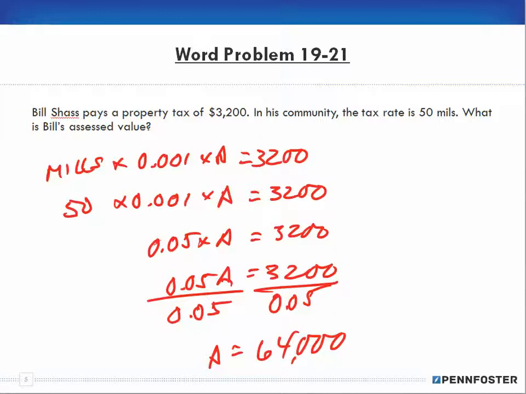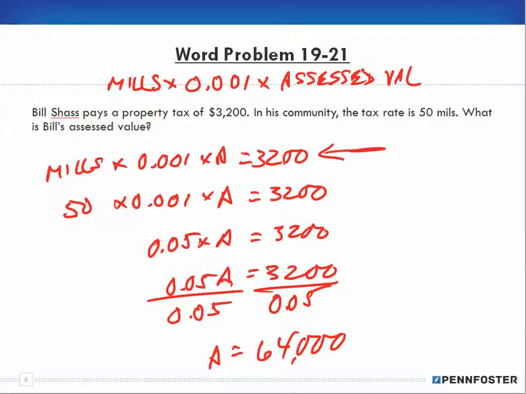I'm debating whether I should cover this one again because of this first. Remember, back in the theory video, I had said there were different ways to calculate the property tax, and one of the ways was mils times 0.001 times the assessed value.